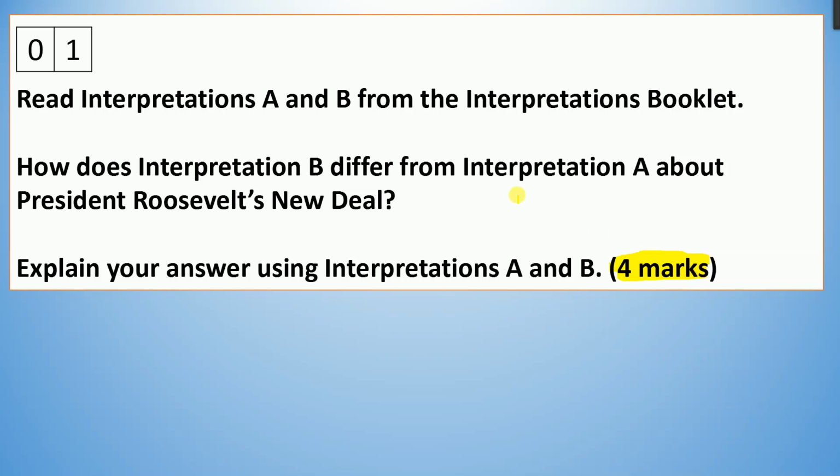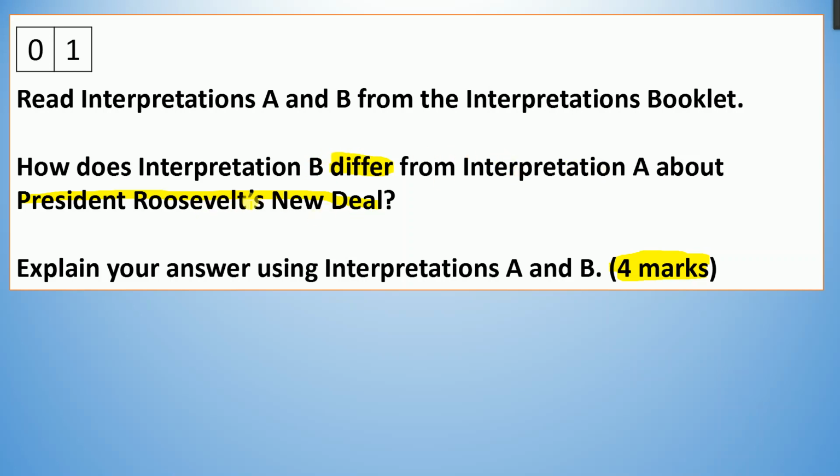Having a look at the question itself, the question is, how does interpretation B differ from interpretation A? And I just wanted to bring your attention to this word here, this word differ. So what the question is asking really is, how is interpretation B different from interpretation A? And finally, it always gives you a topic. So the topic here is President Roosevelt's New Deal. So what does interpretation B say? How is it different from what interpretation A says about the New Deal?